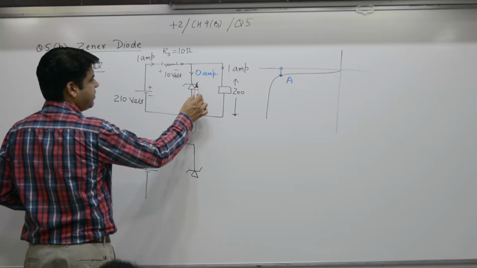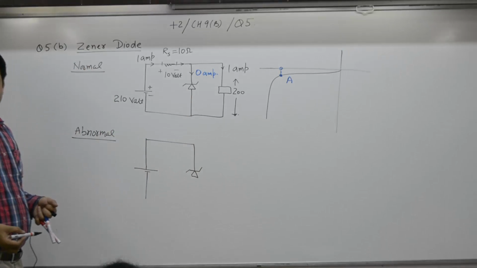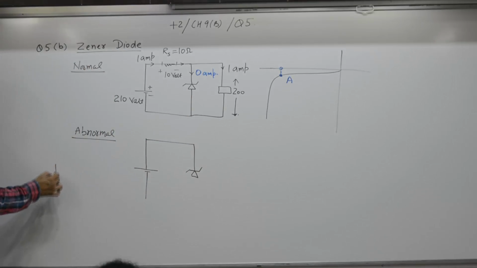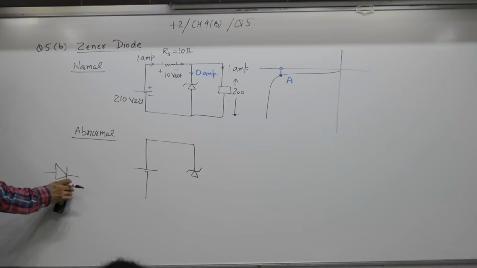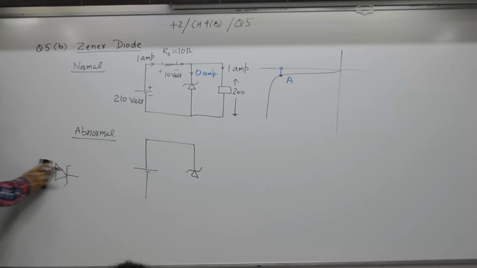This is a symbol. Symbol for Zener is also different. Not like this. This is a symbol for a Zener diode. It is different from normal. Normal diode is this one only. Zener diode is like this. Fine? Not an issue.